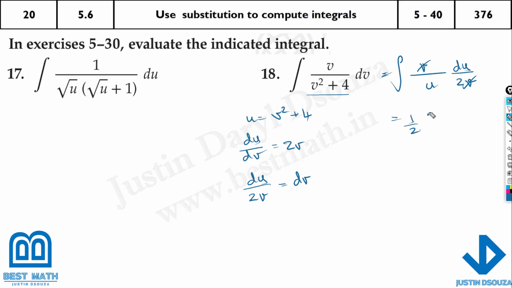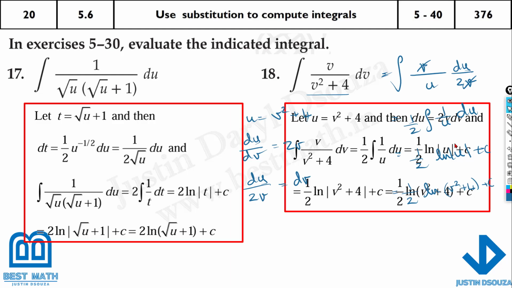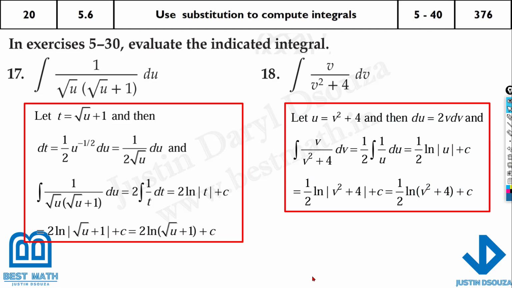I'll take it out: half integral of 1 by u du, and that is half of natural logarithm u. This is a habit which I do, but anyway, you can just remember u must be positive. So let's substitute back. What is u? U was v squared plus 4. Now here you don't need the magnitude. Doesn't matter what value you take, it will be positive, so there's no problem at all. So that is the answer here: half natural logarithm of v squared plus 4, plus c.